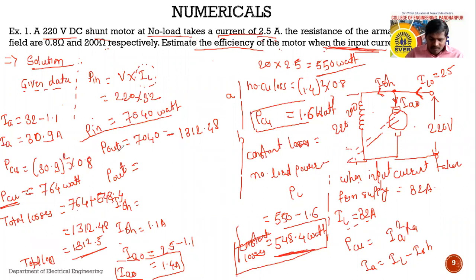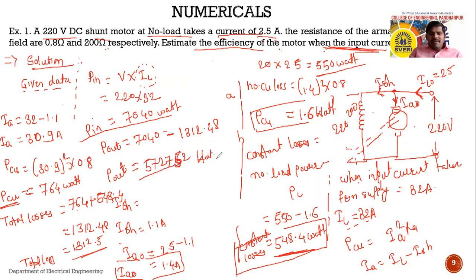Tell me the value of the power output. 5727.52, okay. 5727.52, it is in watts, sir. 52, okay. So this is the power output.